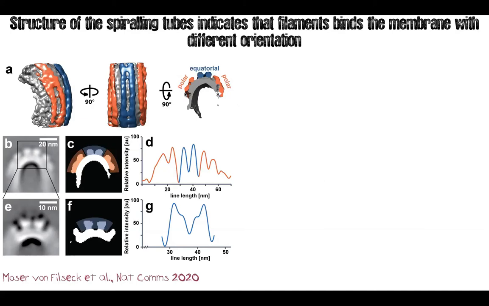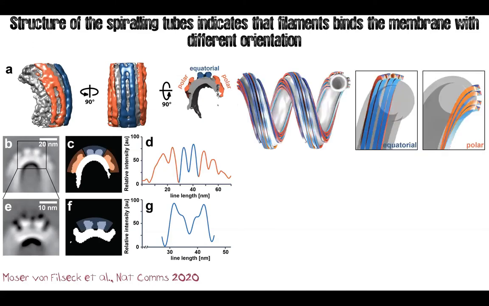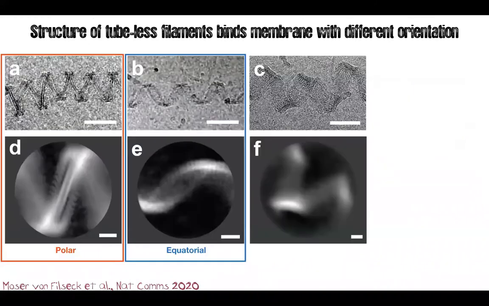And these filaments are very similar in thickness and dimensions to the filaments we had seen on flat supported bilayer. So one of the problems here was that the geometry of this structure actually forces us to accept the idea that the polar filament and the equatorial filament, if they are the same, should bind the membrane with a different orientation, as you can see from the drawings here. And that is just to say that the equatorial should bind inwards and the polar should bind on the top, so with a 90-degree angle to the membrane.